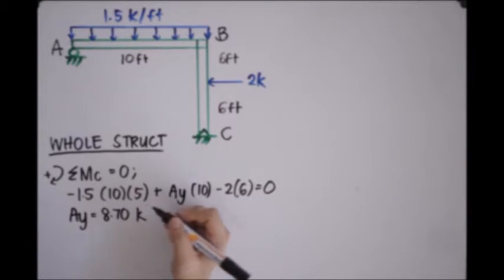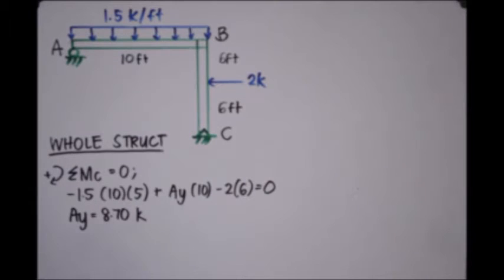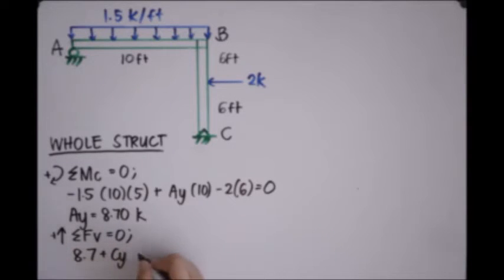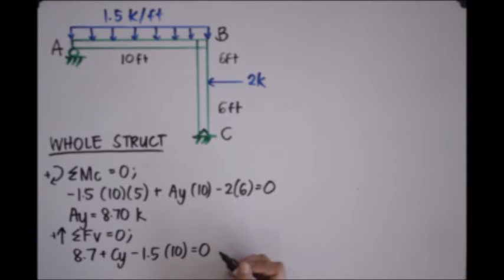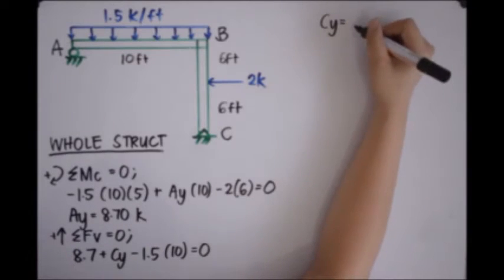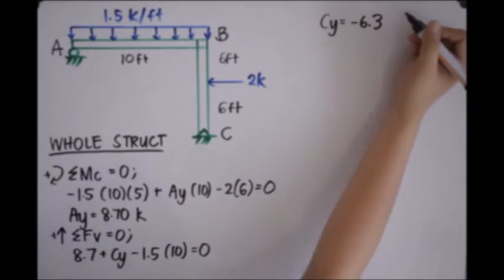Para makuha yung vertical reaction ng C, mag-summation vertical tayo. So, summation vertical is equals to 0. 8.7 plus CY minus 1.5 times 10 is equal to 0. CY is equals to negative 6.3.